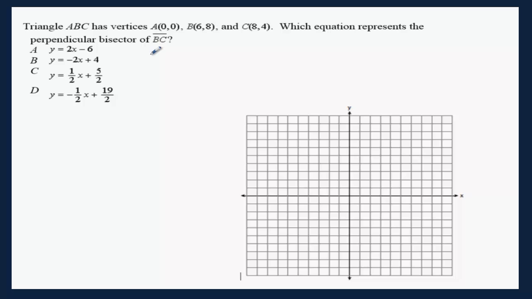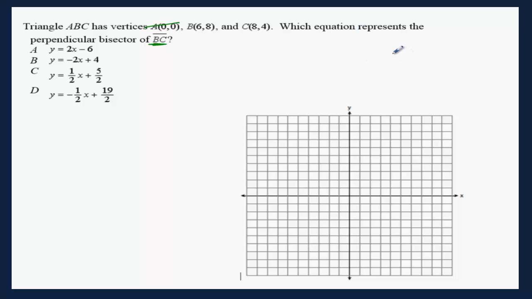It's a long process to find the perpendicular bisector in this question. I'm going to try to make it as simple as possible. First of all, they're trying to confuse you with the triangle ABC. You don't need point A because you're looking for the perpendicular bisector of the segment BC.